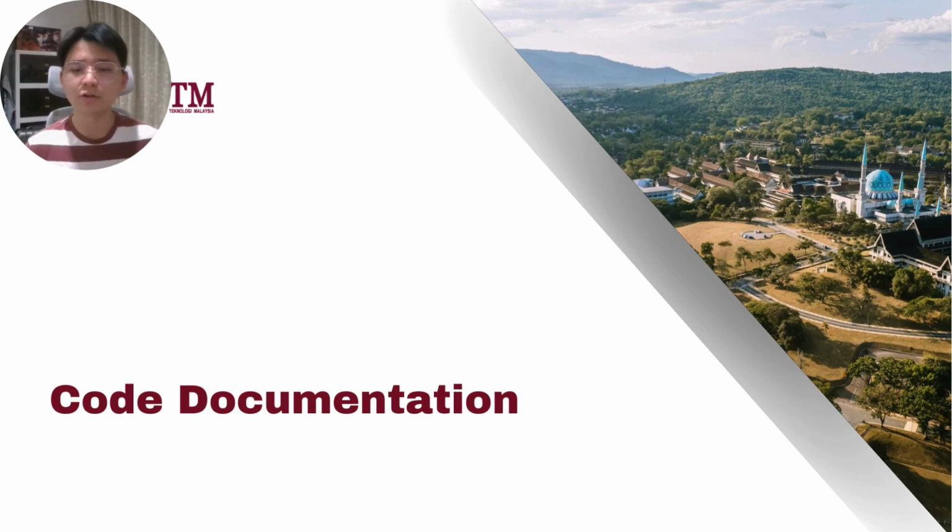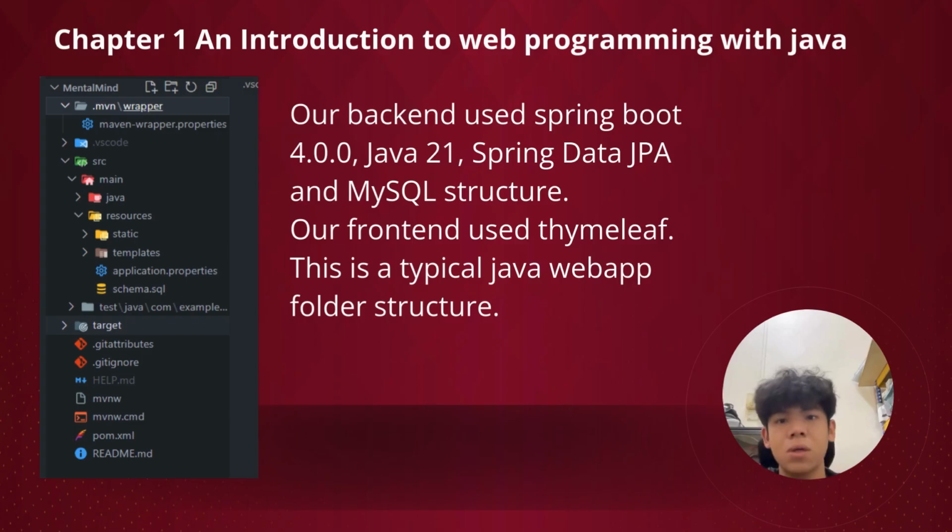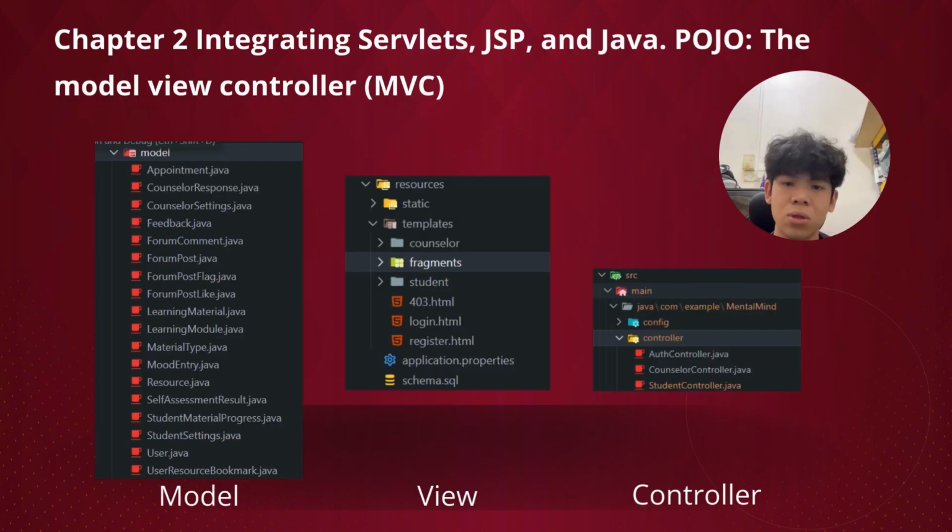So this is the code documentation for our project. Our backend uses Spring Boot for Java 21, Spring Data JPA, and a MySQL structure. Our front end uses Thymeleaf. This is a typical Java web app structure. In this chapter, we integrate the model view controller, and we can see the file structure in model, view, and controller.